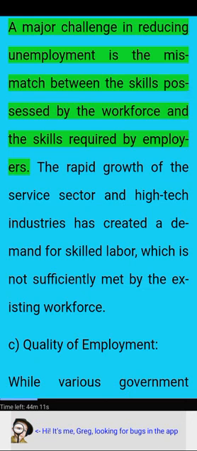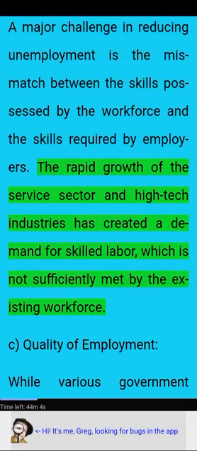B. Skill mismatch. A major challenge in reducing unemployment is the mismatch between the skills possessed by the workforce and the skills required by employers. The rapid growth of the service sector and high-tech industries has created a demand for skilled labor, which is not sufficiently met by the existing workforce.